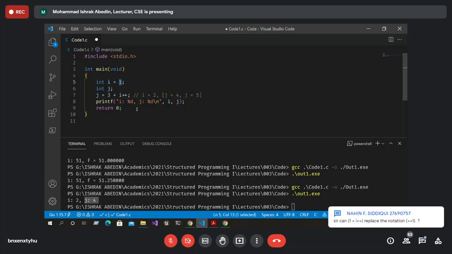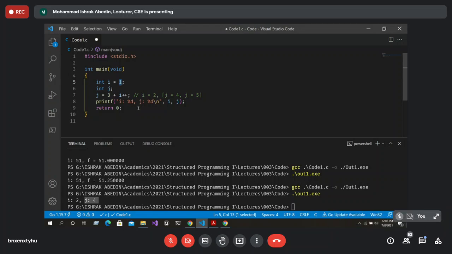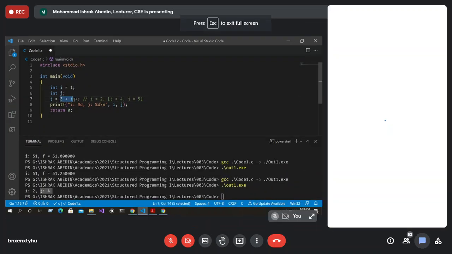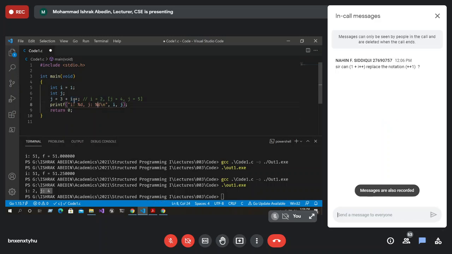Anyone who wants to ask a question? So for now the value 1 is directly used. 3 plus 1 is 4, and after this expression is evaluated, the value of i is actually incremented by 1 and i becomes 2. That's why it happens like this.